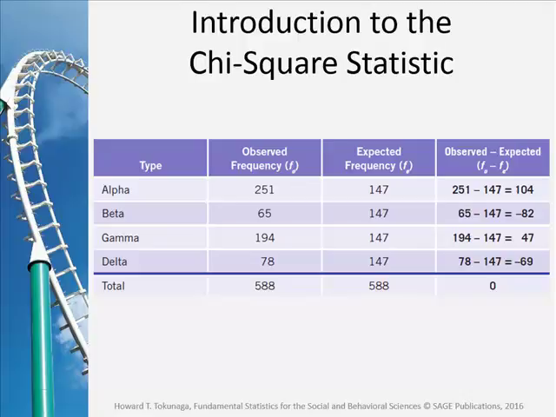But if we were to add these numbers up, the 104 minus 82 plus 47 minus 69, what would we get? We'd get 0. Have you seen this before? When in statistics, when we added differences up, do you get zeros?